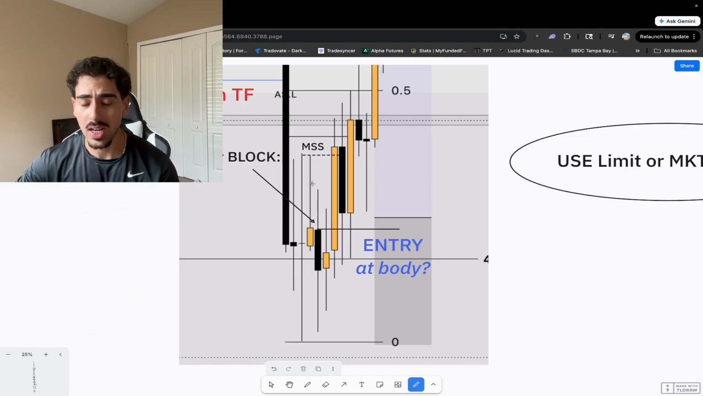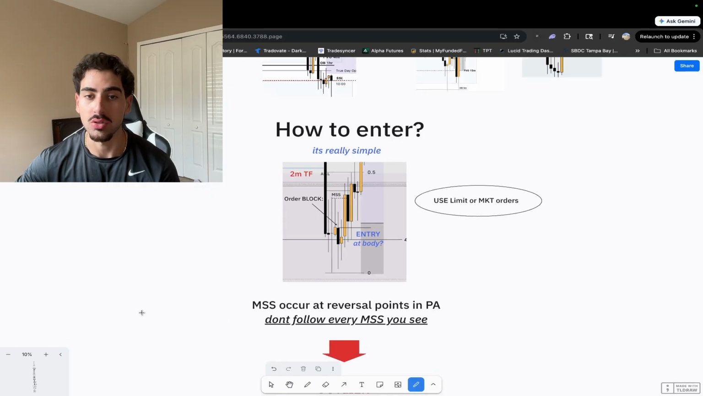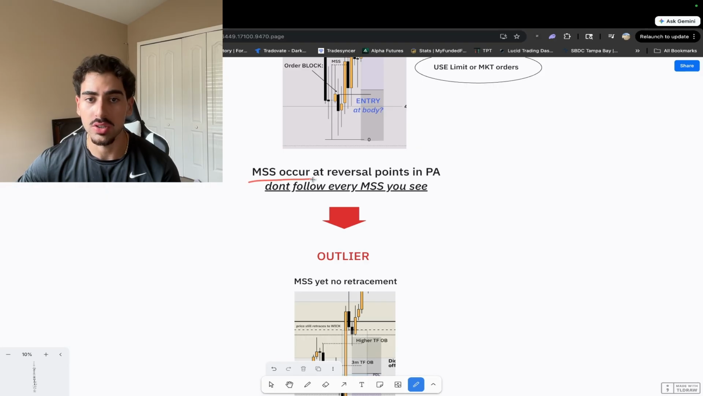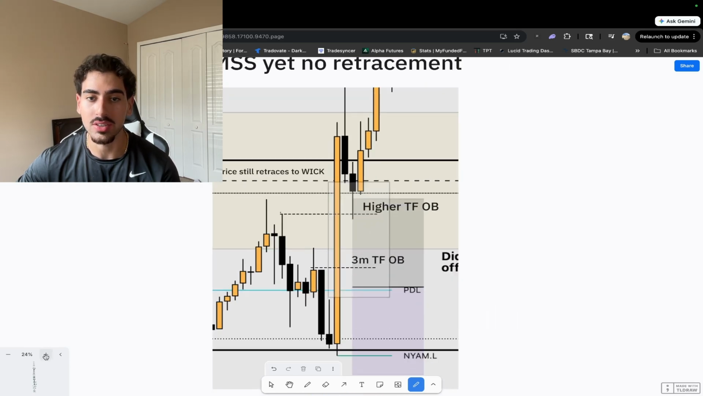This is the low. As we already mentioned before, you have the entry at the body, which is also a question mark, because not all the time will price retrace exactly to the order block body, but it is the best RR possible on certain trades that you could take for the market structure shift entry model. The market structure shift occurs at reversal points in price action. Do not follow every market structure shift that you see. There are outliers.